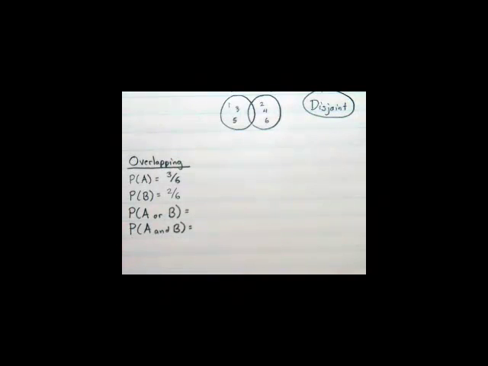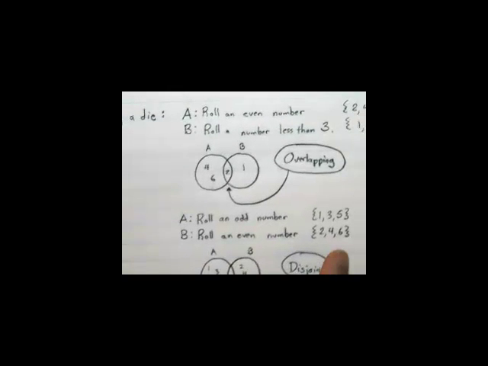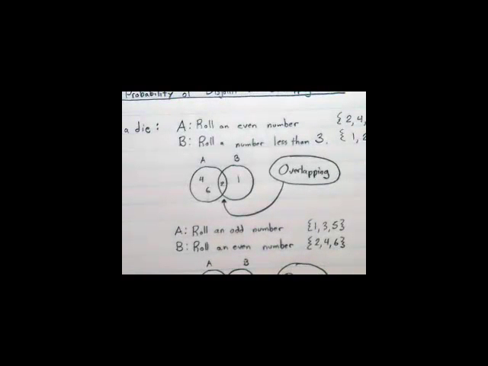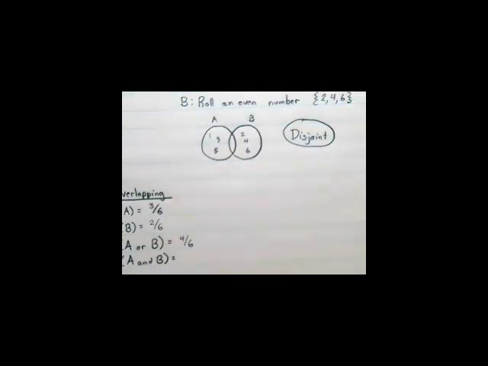Now, the probability of A or B, okay? So that means I want to have a number that could be even or could be less than 3. So how many numbers on a die fit the bill? Okay, so let's go through them because we got a little bit of discrepancy. Does 1 work? Yep. Is it less than 3 or an even number? Yep. Does 2 work? Yep. Does 3 work? No. Does 4 work? Yep. Does 5 work? No. Does 6 work? Yeah. So how many we got? 4 out of 6, right? 6 works for that.